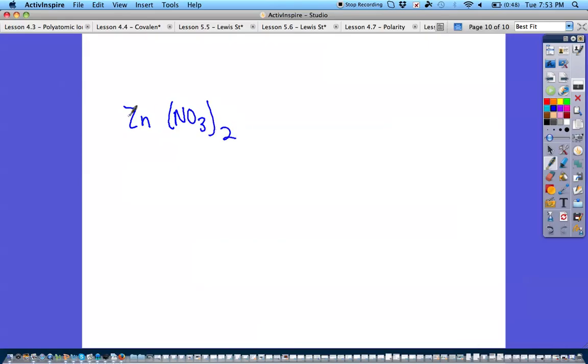Okay? We have 1 zinc atom. No subscript, so it's just 1. This 2 is telling us that we have 2 NO3s. And we're going to just multiply this times everything on the inside. So we have 1 atom of zinc. We have 2 atoms of nitrogen. And 2 times 3 is 6 atoms of oxygen.